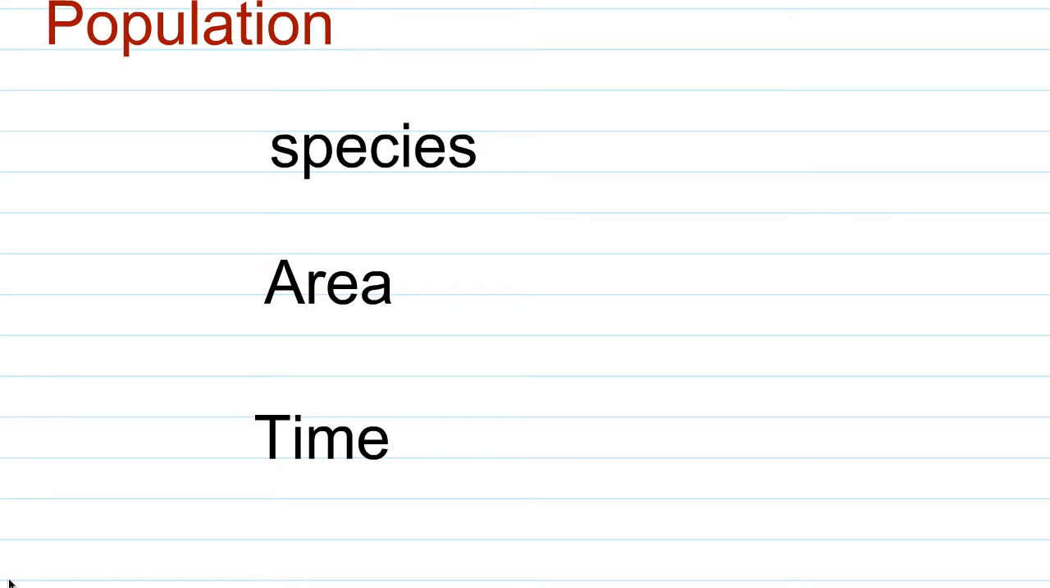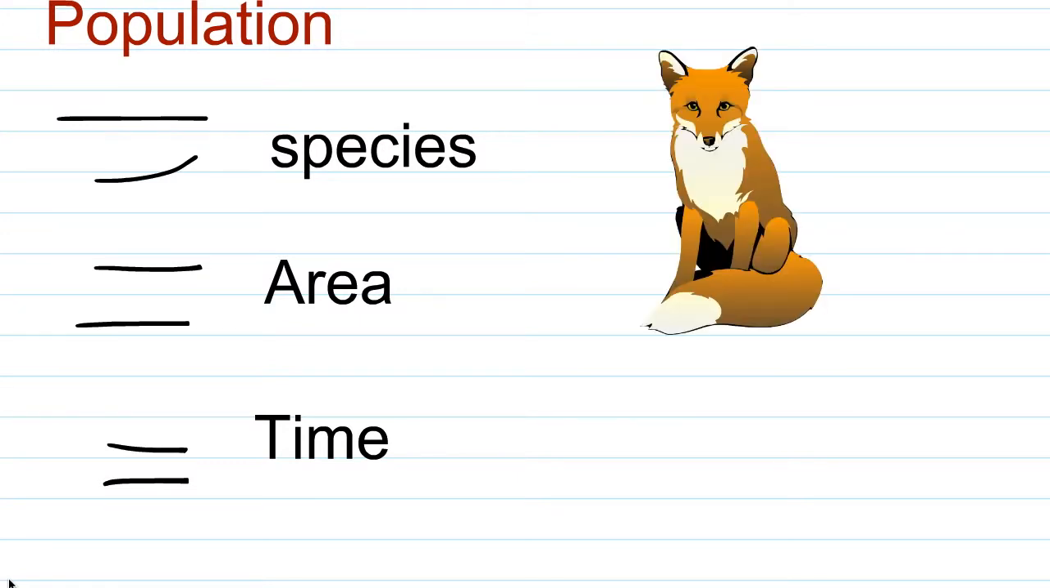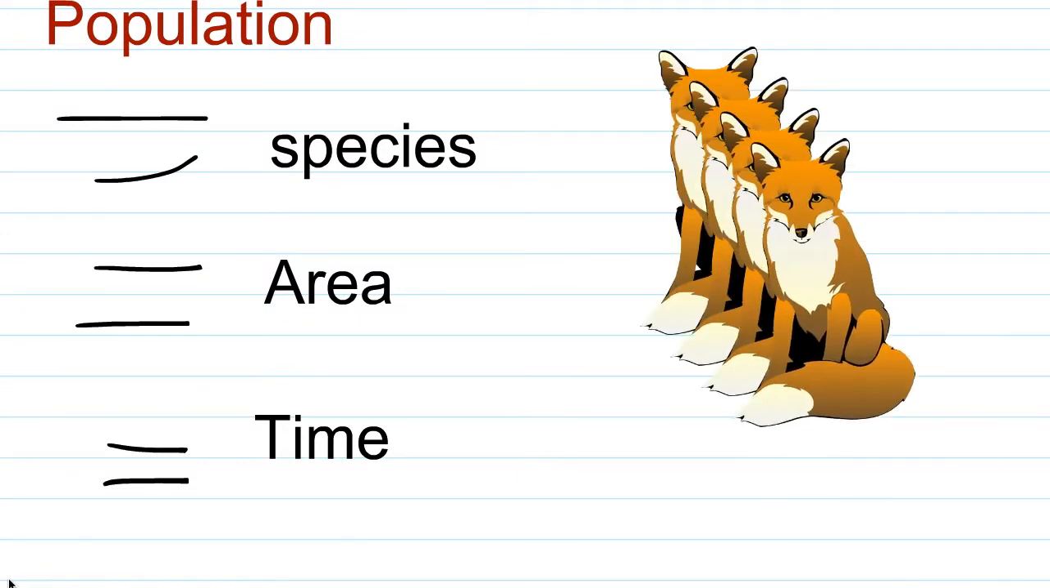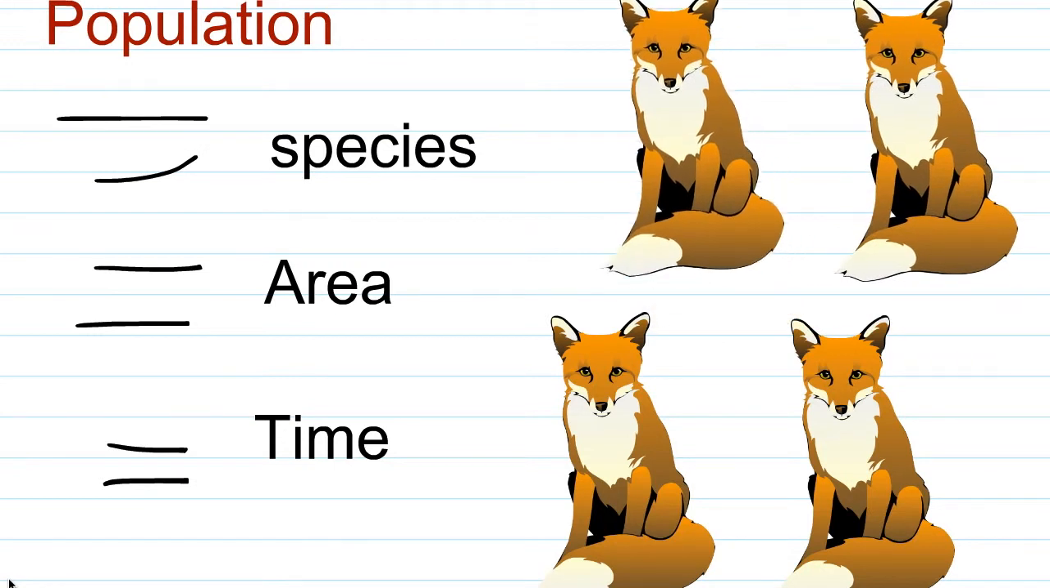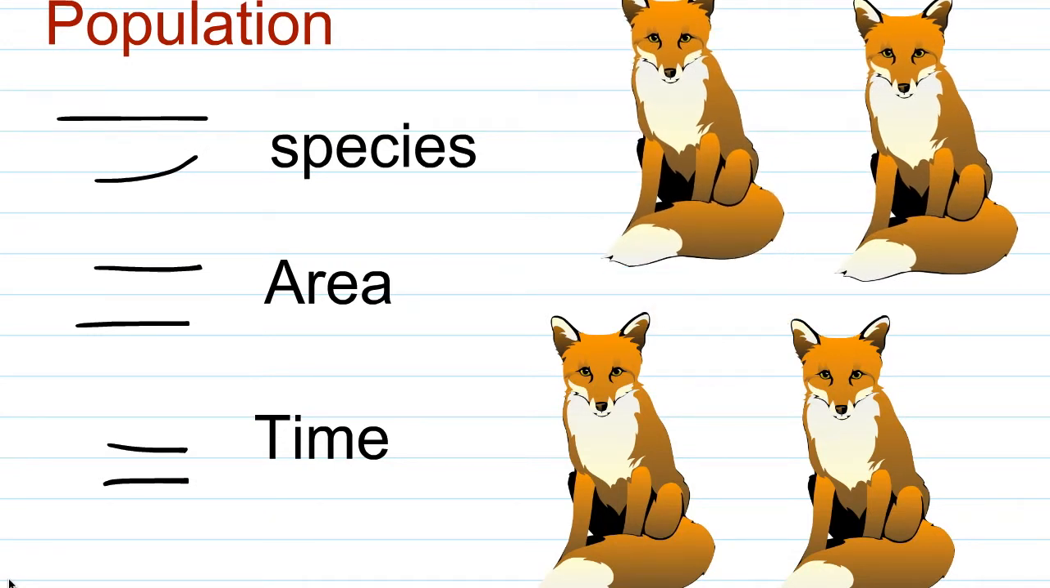Then we have population. So population is defined as a group of organisms who have the same species, who live in the same area at the same time. So that stands for equal. Same species, what does that mean? Think, for example, of a group of foxes. So many foxes in the same area, the population of foxes at the same time, of course.